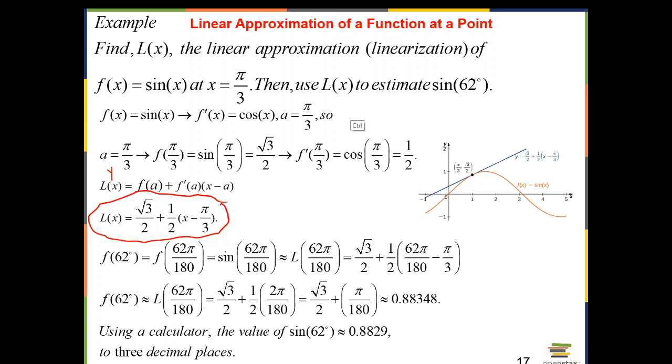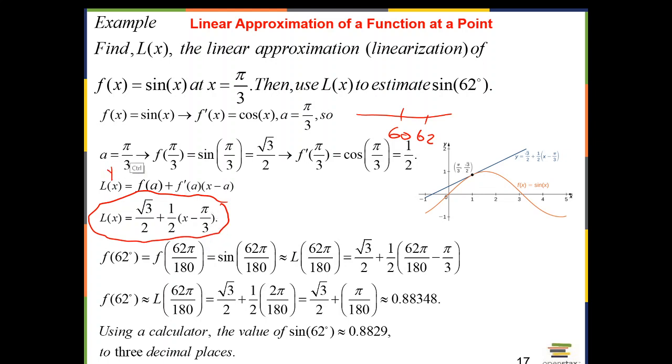At pi over 3. So if you want to find the function value sine of angles close to 60 degrees, like 62.1, 60.1, 61, 62, close to 60, right? So here's 60, 62 is close to it, right? So to find it, we can use this. So put just 62 degrees here, and this approximately equals to this.